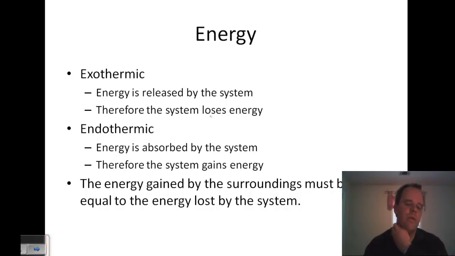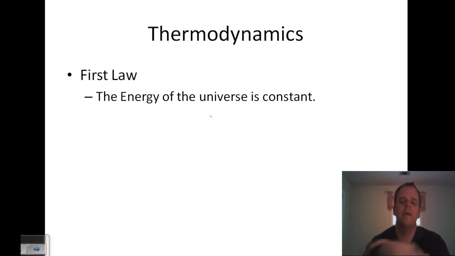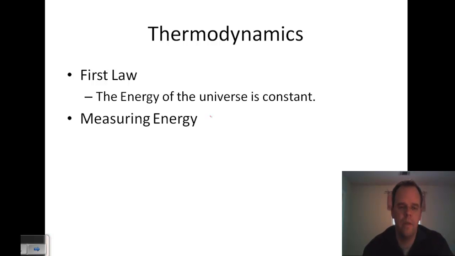One thing that is always true is that any energy lost by the system must be gained by the surroundings, and vice versa, because of the law of conservation of energy. Now, the first law of thermodynamics is that the energy of the universe is constant. This is that law of conservation of energy.